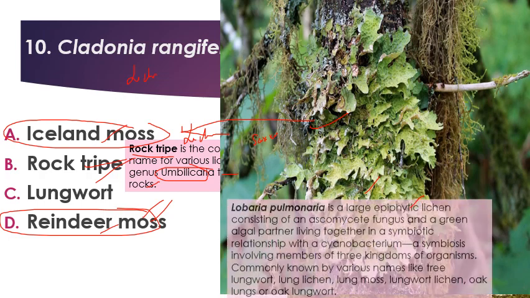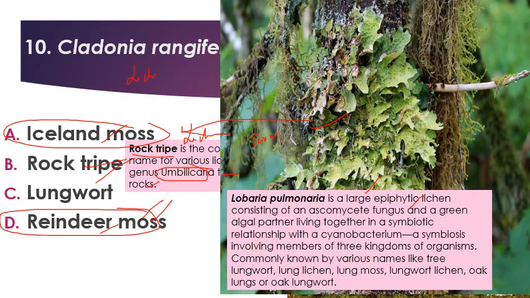Next lungwort, this is a photograph, that is Lobaria pulmonaria. This is commonly known as lungwort. इसे commonly lungwort कहा जाता है. It is epiphytic lichen consisting of ascomycetes fungus and green algal partner living together in a symbiotic relationship with cyanobacterium, a symbiosis involving members of three kingdoms of organisms, commonly known by various names, like we have lungwort, lung lichen, lung moss, lungwort lichen, oak lung and oak lungwort. तो ये बहुत सारे इसके नाम हैं. So these all are the lichens and the Cladonia rangifera is the reindeer moss.